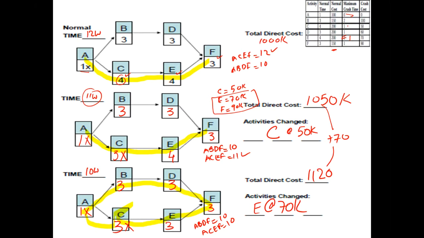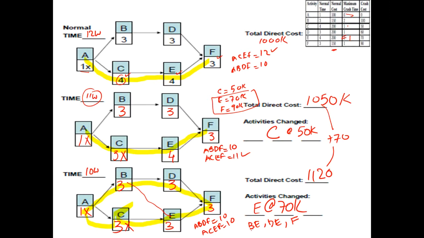So the only option that is left with you is that you either crash a combination of BE, because you have to target both the paths. Just targeting a single path is not going to make any difference. Or you crash DE, or you crash F on its own.